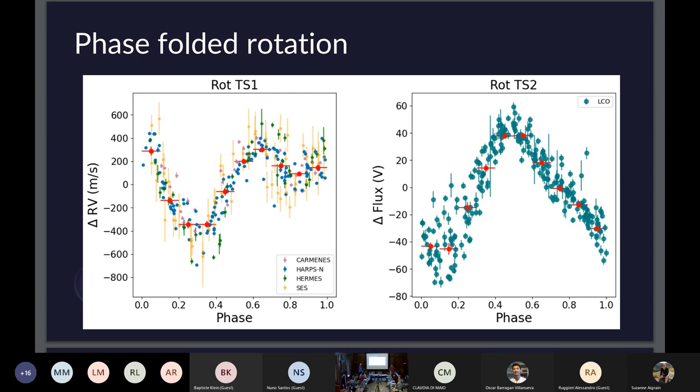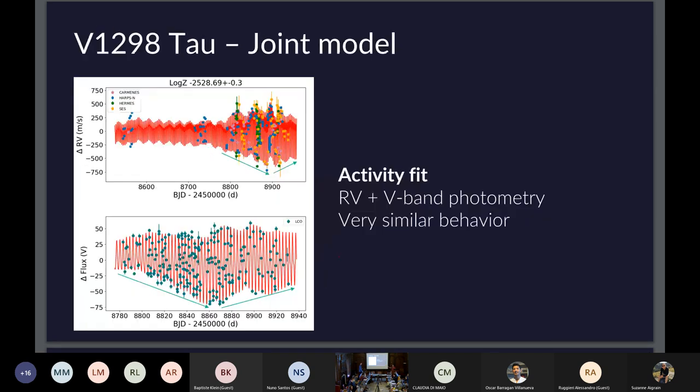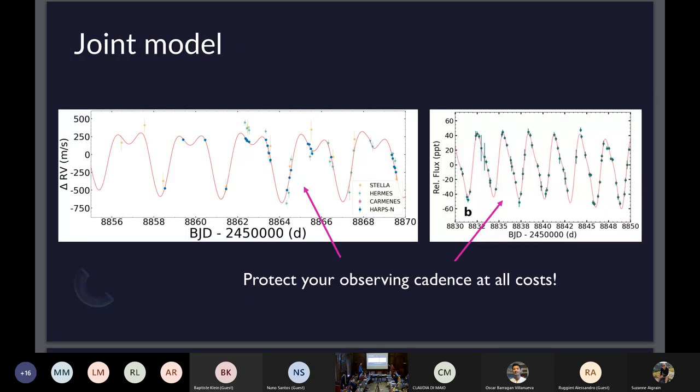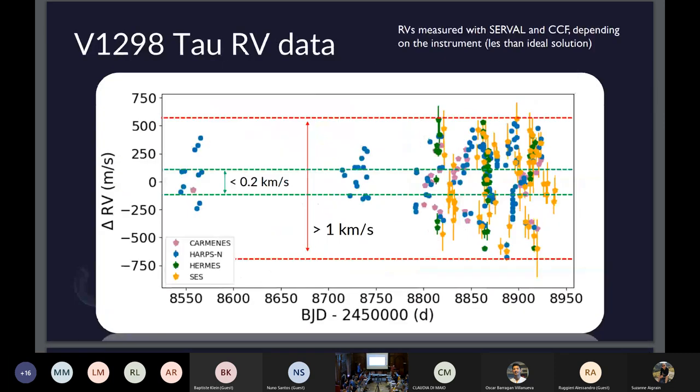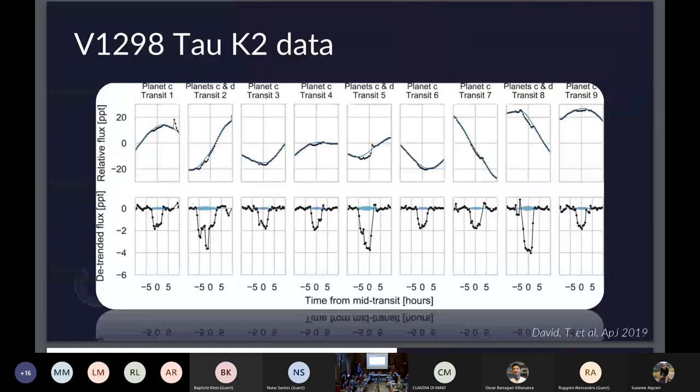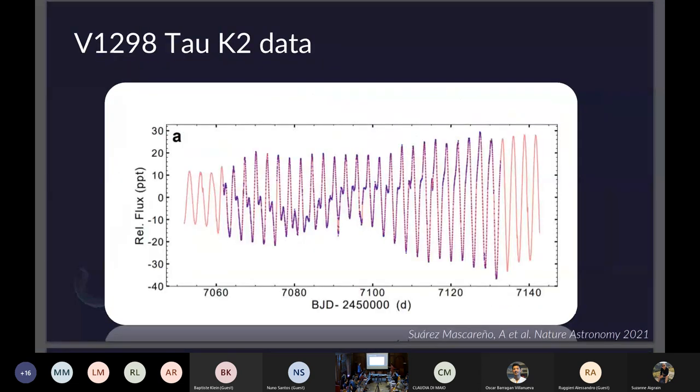I think I didn't say that. So if we go fainter, it might be more difficult. But even for this, I was not entirely happy about the sampling. Because if you go to the K2, let me go back. It's pretty long. Yeah, with K2 you get all these peaks here and there that you lose with the ground-based photometry, but we didn't manage to get higher frequency.